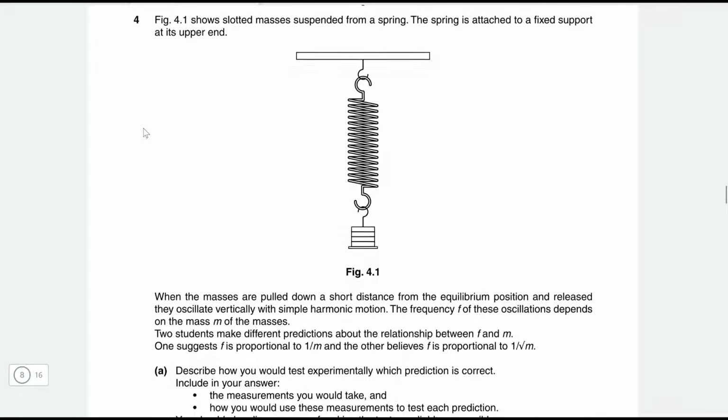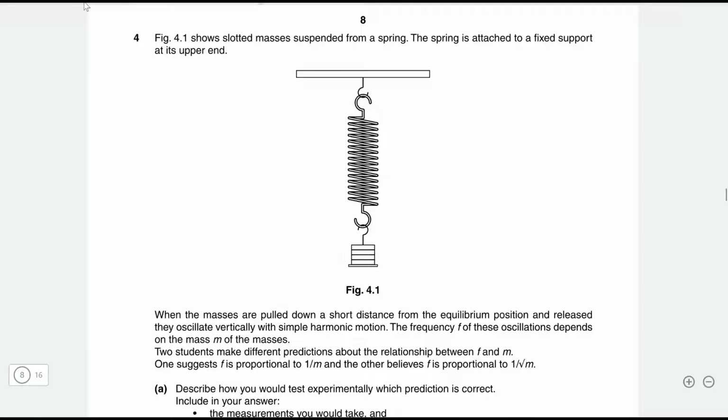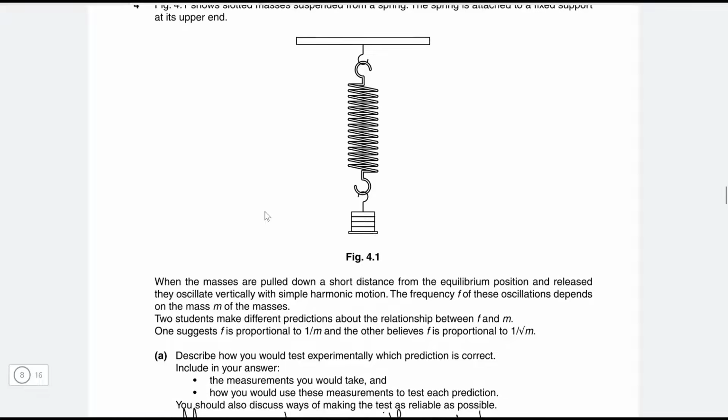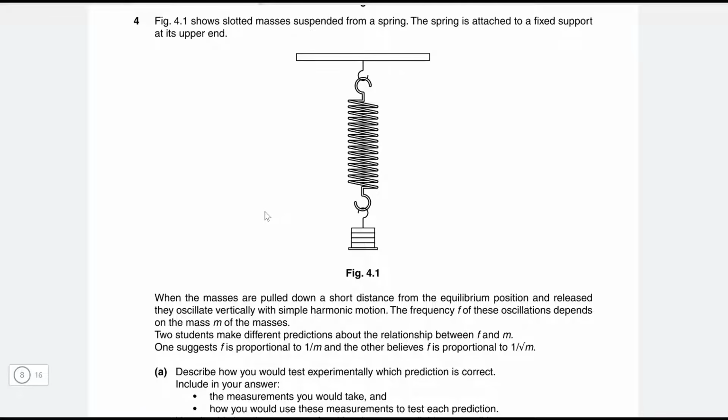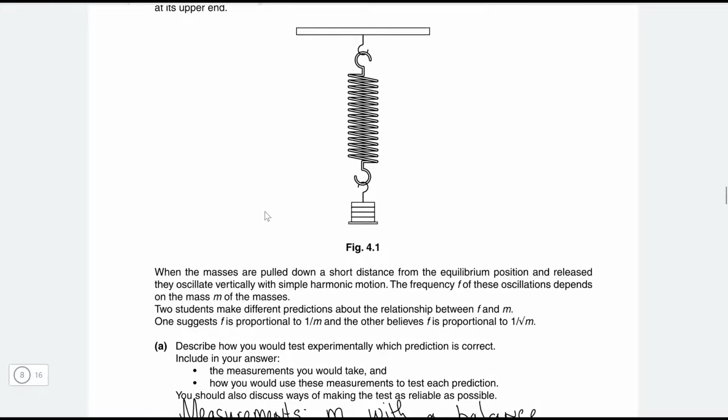Okay guys, next one is question 4 from a paper from 2013. Figure 4.1 shows slotted masses suspended from a spring. The spring is attached to a fixed support at its upper end. So when the masses are pulled down a short distance from the equilibrium position and then released, they oscillate. The frequency is f and the mass is M of the masses.